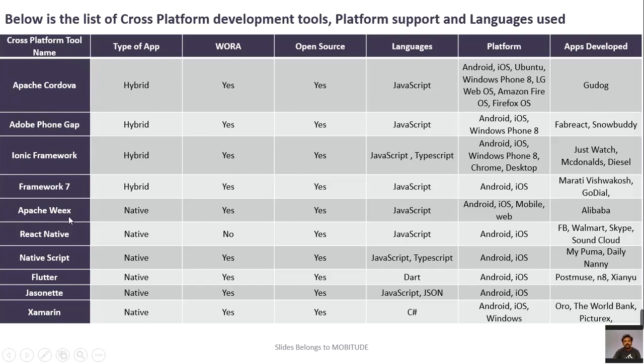So you can see Apache Weex over here. The Alibaba application is developed using Weex, and Facebook, Walmart, Skype, SoundCloud are all built with React Native. Here React Native is JavaScript, the React framework. Using the React framework, they have developed the applications here.